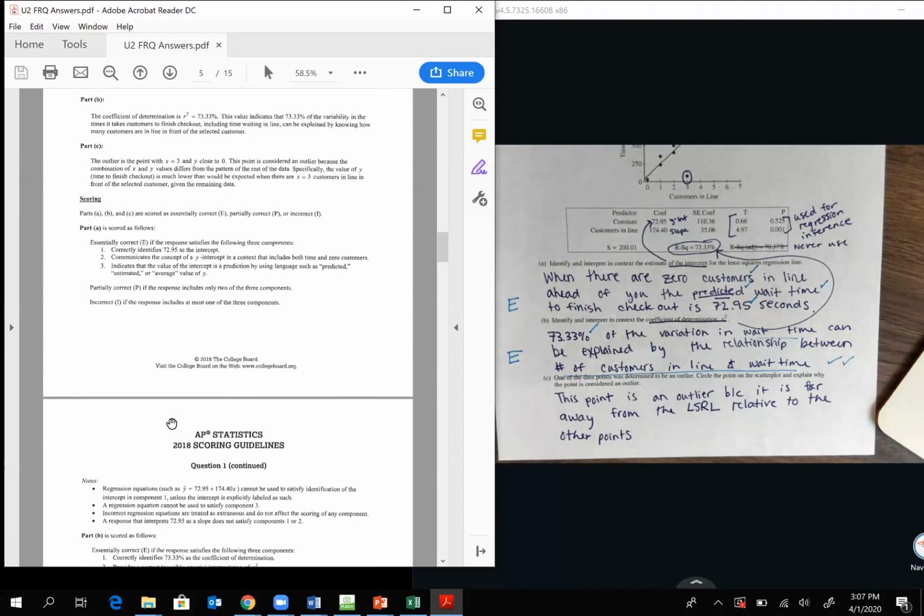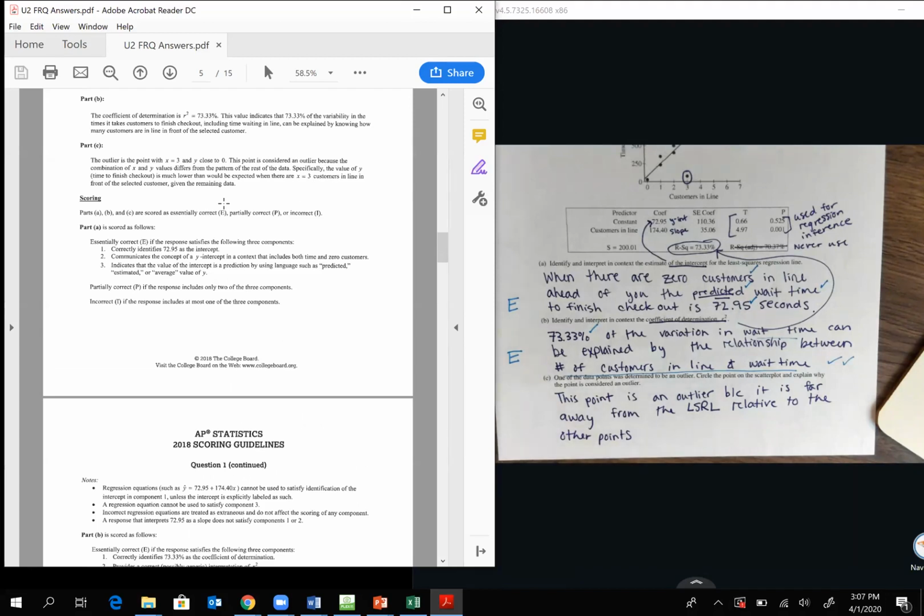For part C, you should have circled that point right there, the point at about 3 with Y close to 0. This point is considered an outlier because the combination of X and Y differs from the pattern of the rest of the data. Specifically, the value of Y is much lower than what we would expect when X equals 3. So that's what they said.